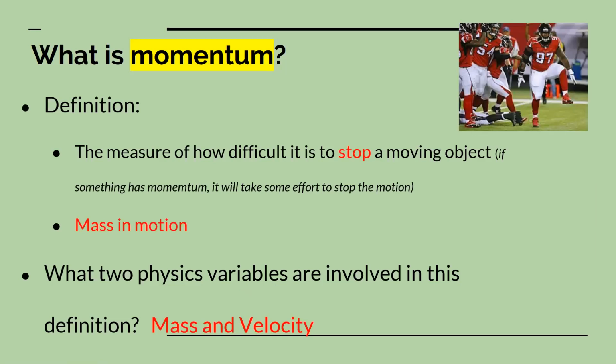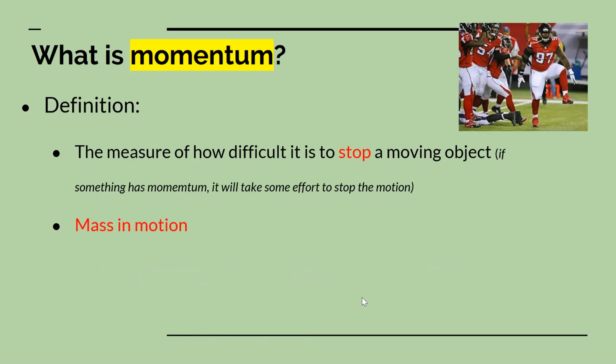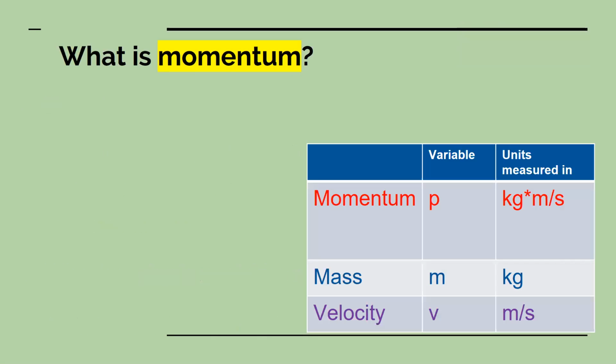All right. So, the measure of how difficult it is to stop a moving object is mass in motion, basically, and it has to do with mass and velocity. Okay. And I'll put a copy of what we do today just in case some of us get behind because we're trying to work the OneNote and stuff.